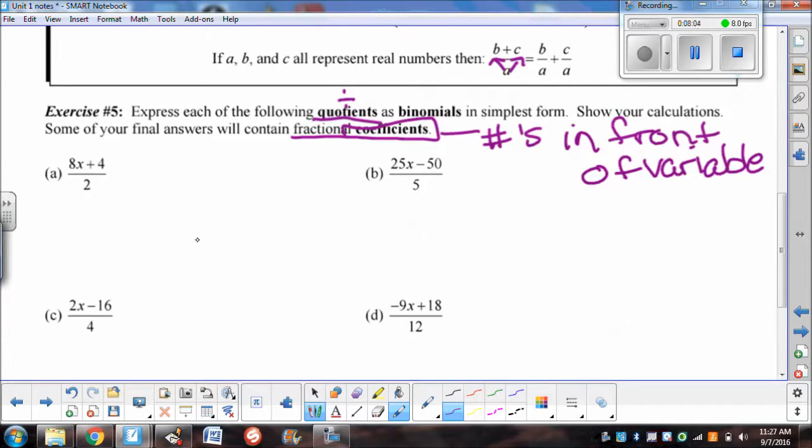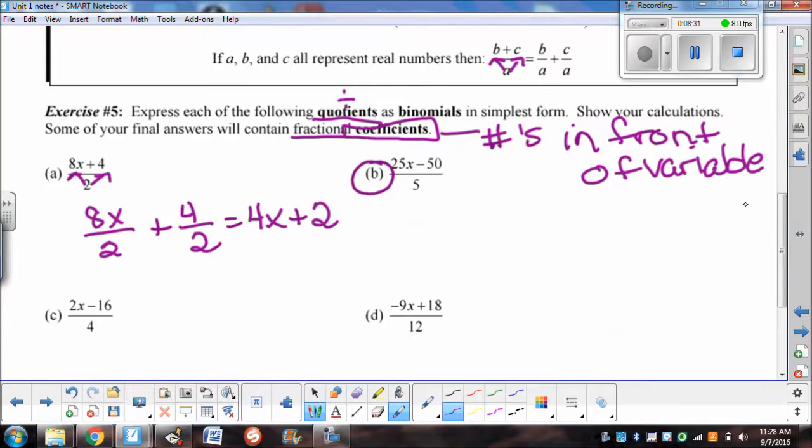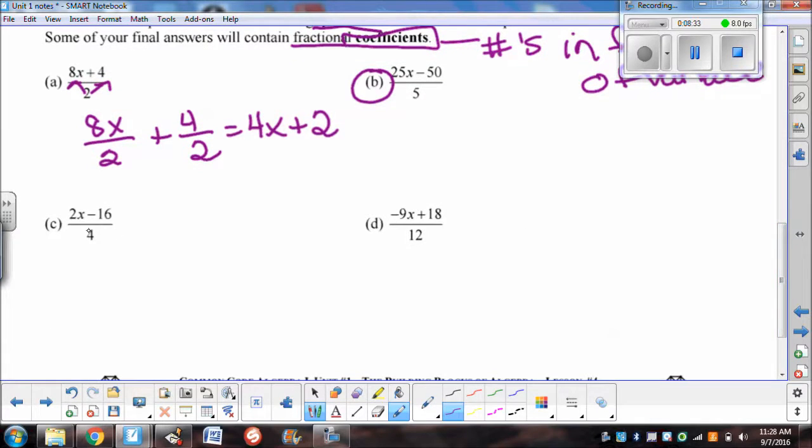All right, so we're going to do A. So again, applying that distributive property. So I'd have 8x divided by 2 plus 4 divided by 2. Now I can simplify. 8x divided by 2 is going to give me 4x plus, and then 4 divided by 2 is 2. So that would be my final answer. I've still got my binomial there. You are going to do B and bring it to class. D, we're going to do together.